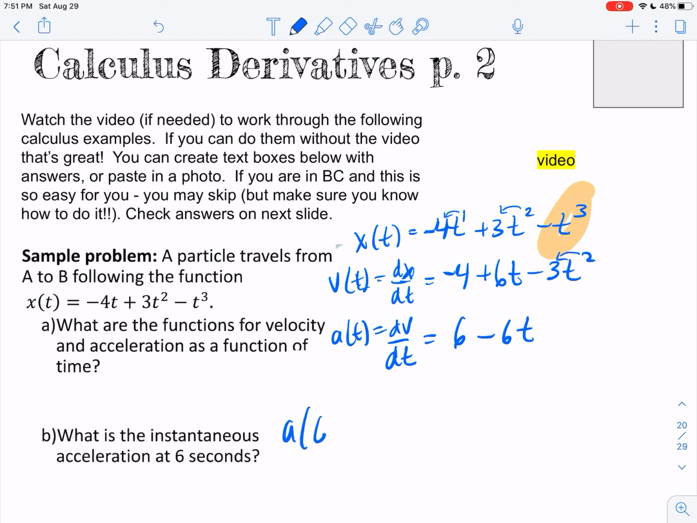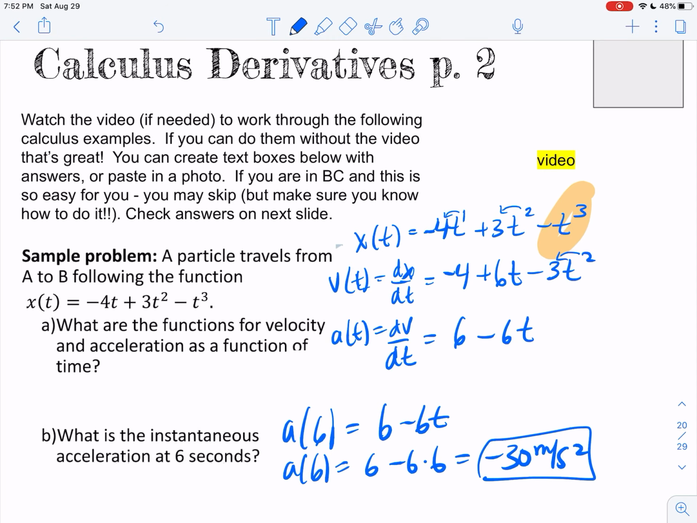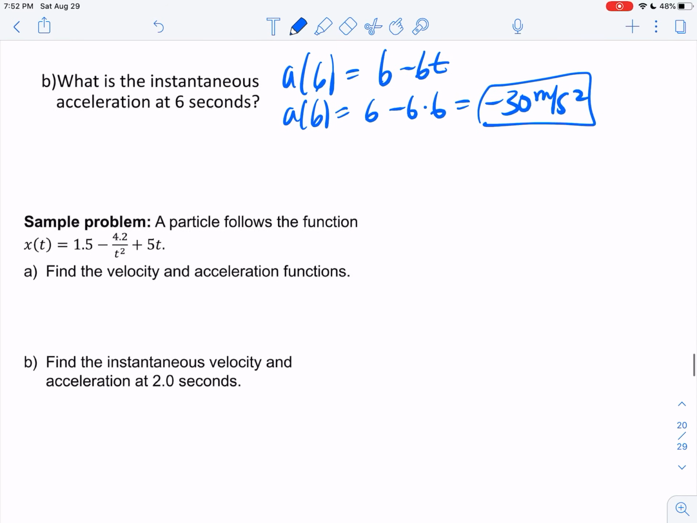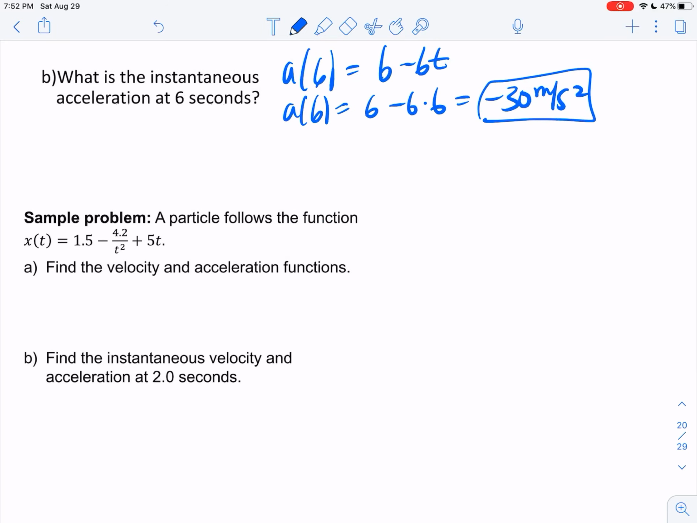The instantaneous acceleration at 6 seconds, all I'm going to do is just plug in a 6. So that's going to be negative 30, and it's probably meters per second squared, even though it didn't say. All right?